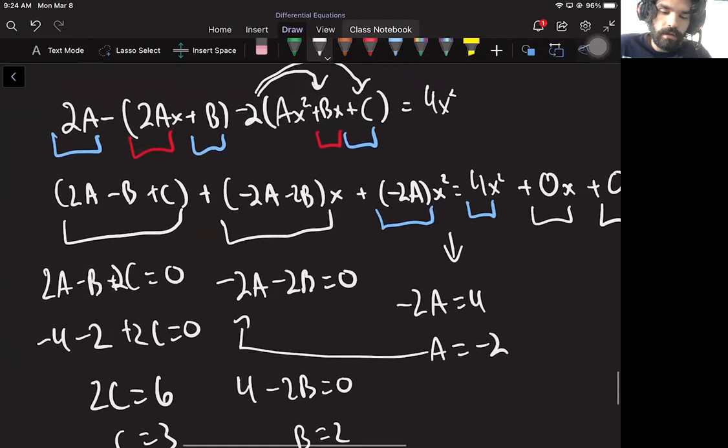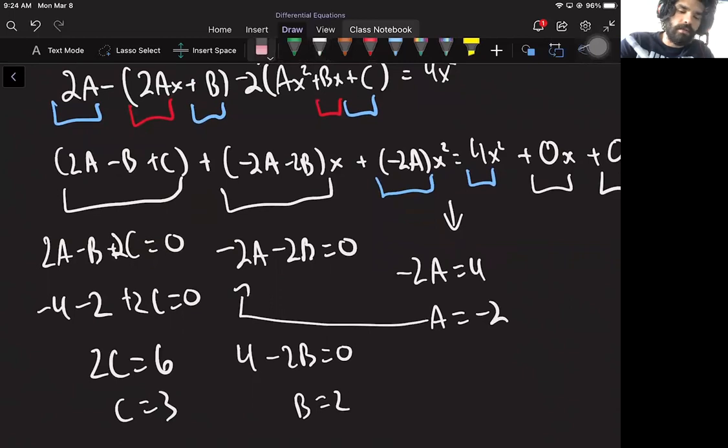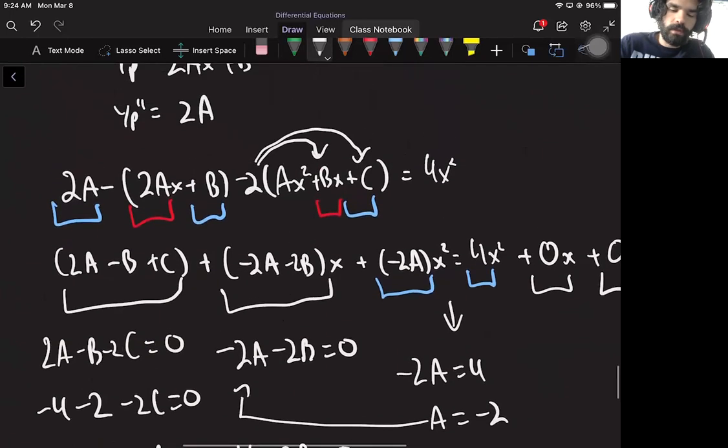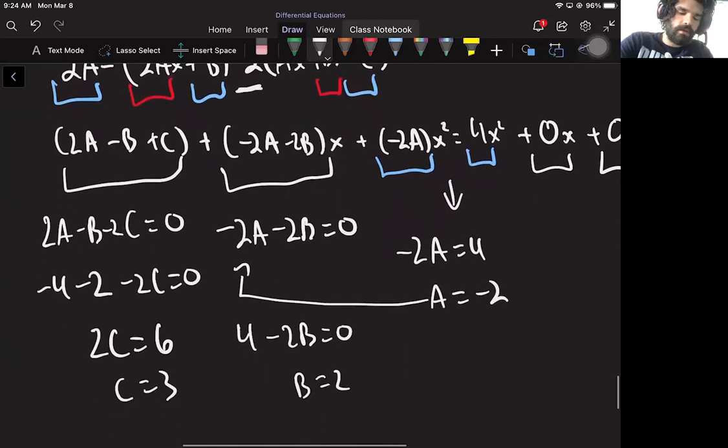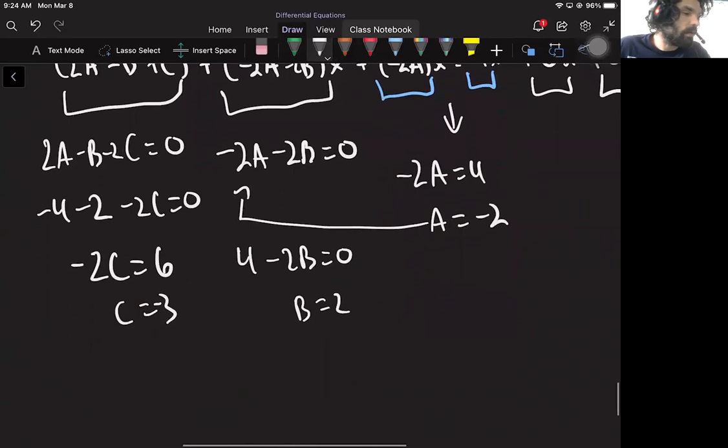Oh, God, did I mess up again? Yes, I did. There should be a minus 2C. Sorry. Because this is a minus, of course. So this is a -3. All right, now we got it. Okay, my notes are correct.